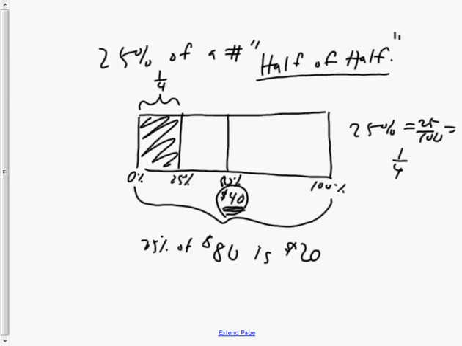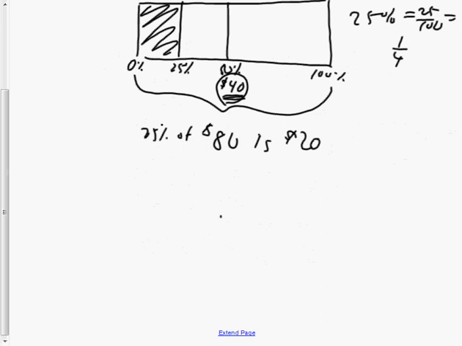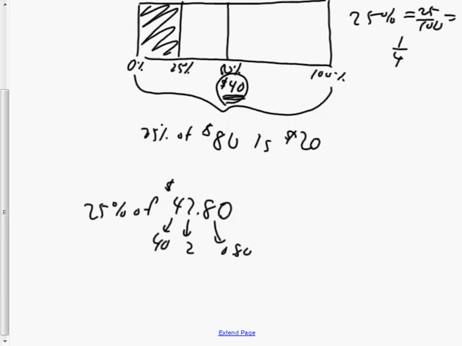Okay, so let's go back and look at a different number. Let's say I want to do 25% of $42.80. Again, I want to find 50% first. So this is really $40, this is really $2, and this is really 80 cents. So we're going to get 50% first. 50% would be $20, $1, and 40 cents.